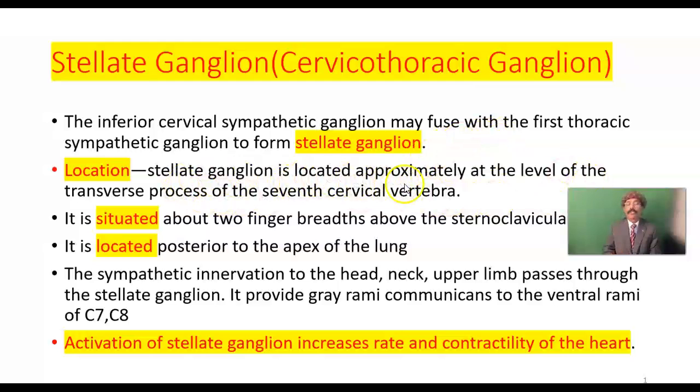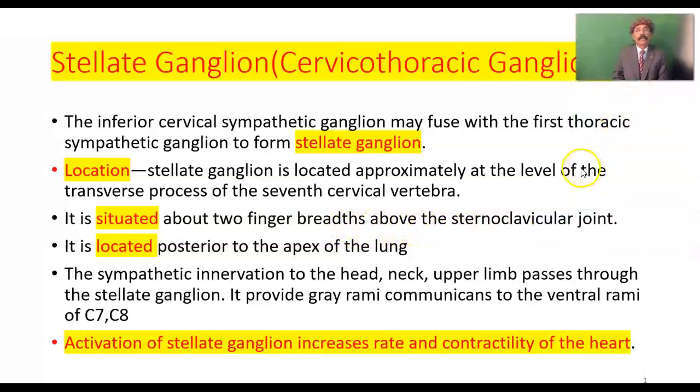The stellate ganglion is located approximately at the level of the transverse process of the 7th cervical vertebra. It is situated about 2 finger breadths above the sternoclavicular joint when the patient is lying with the neck extended. It is located posterior to the apex of the lung.